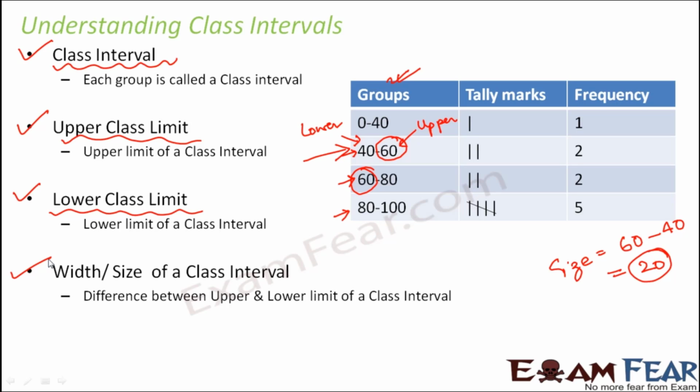Now whenever we have to make a grouped frequency distribution table, the most critical part or the most challenging part is to understand how to make groups, is to understand how to decide the class intervals. So that is the most challenging part of making a grouped frequency distribution table.